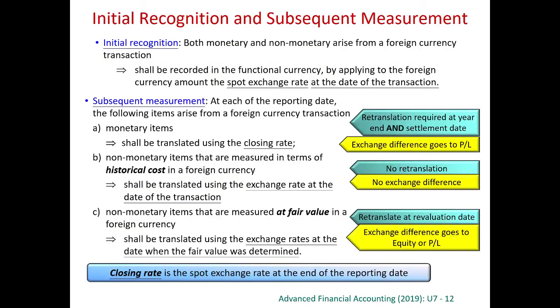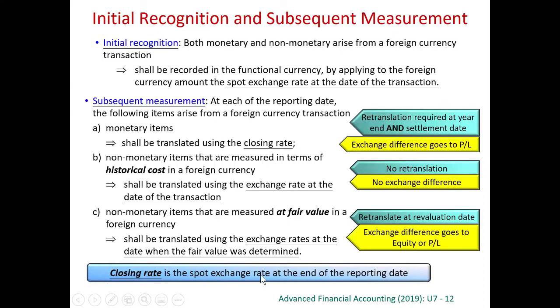Put it in a more complicated way in accordance with Hong Kong AS 21. Initial recognition means all monetary and non-monetary items involved in a foreign currency transaction should be recorded in the functional currency, using the spot exchange rate on the day of the transaction. For subsequent settlement at the year end, that means at the end of the reporting day, if this is a monetary item, we should translate it using the closing rate.